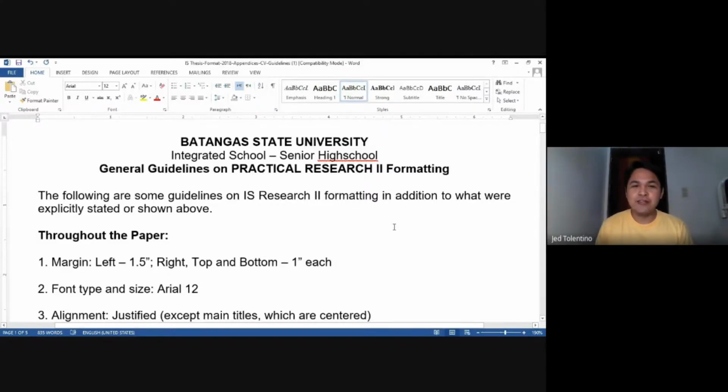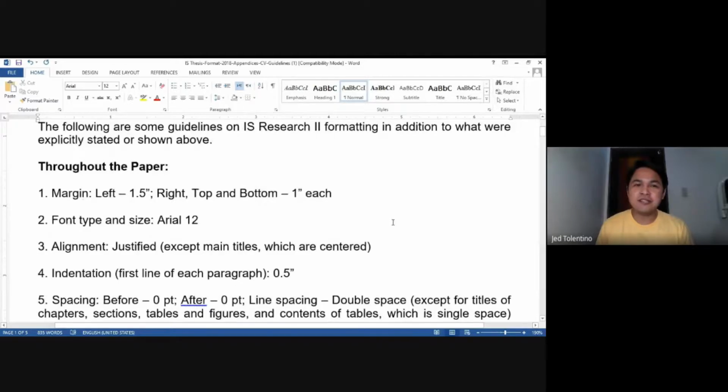Formatting. The following are some guidelines on Practical Research 2 formatting in addition to what was explicitly stated or shown above. Throughout the paper, ito yung format natin for margin. For the left, we have 1.5 inch. Right, top, and bottom, we have 1 inch. Bakit mas malaki yung sa left? Kasi kapag nag-binding o kaya naglagay tayo ng folder, mas naglalagay tayo ng malaking space for the left.